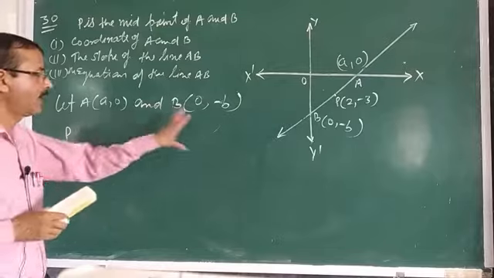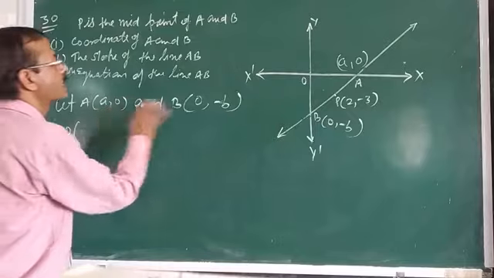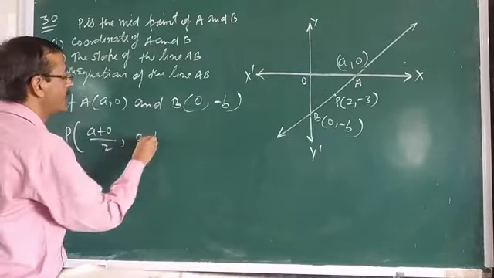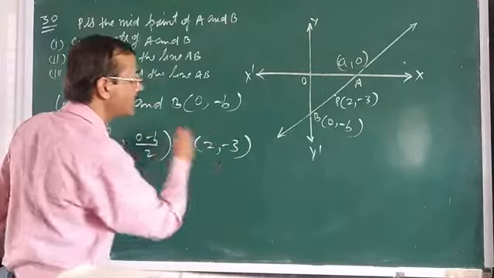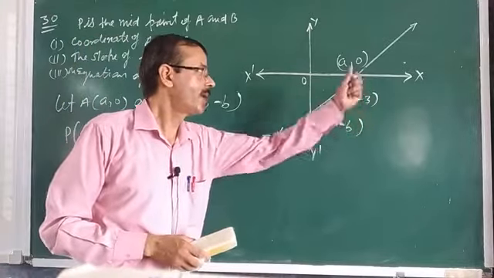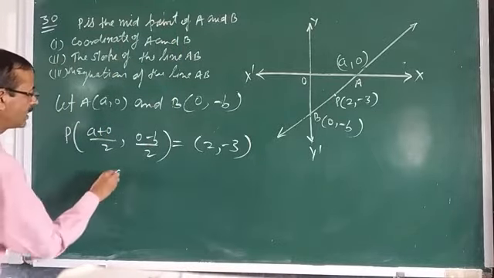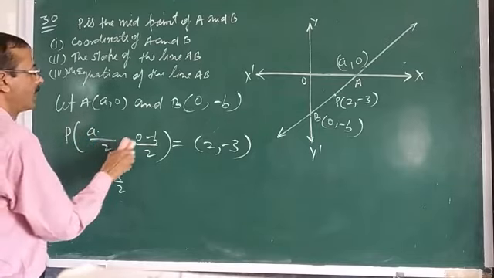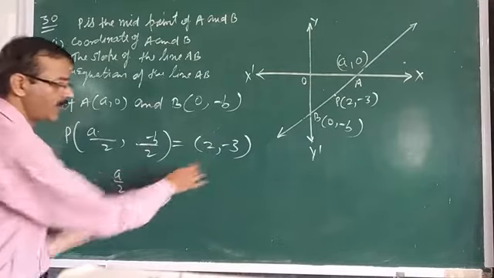Now let A and B be these two points, with midpoint P: x1 plus x2 upon 2, A plus 0 upon 2, and 0 minus B upon 2. This will be equal to P, which is 2, comma minus 3, because P is the midpoint of AB. It means A plus 0 upon 2 is equal to 2, that is A upon 2, and 0 minus B upon 2. So A upon 2 is equal to 2, and minus B upon 2 is equal to minus 3.